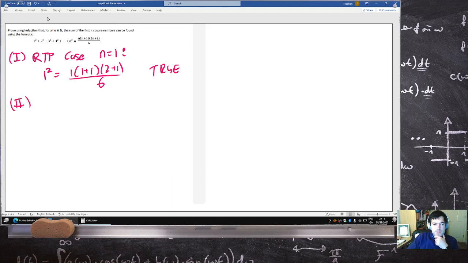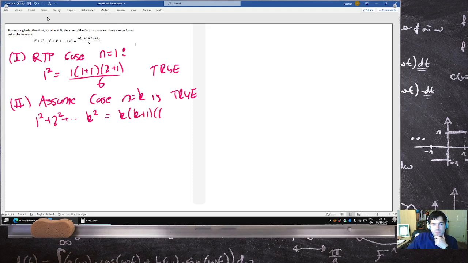2, we assume case n equals k is true. That is 1 squared plus 2 squared up to k squared equals k plus 1 times 2k plus 1 over 6 is true.